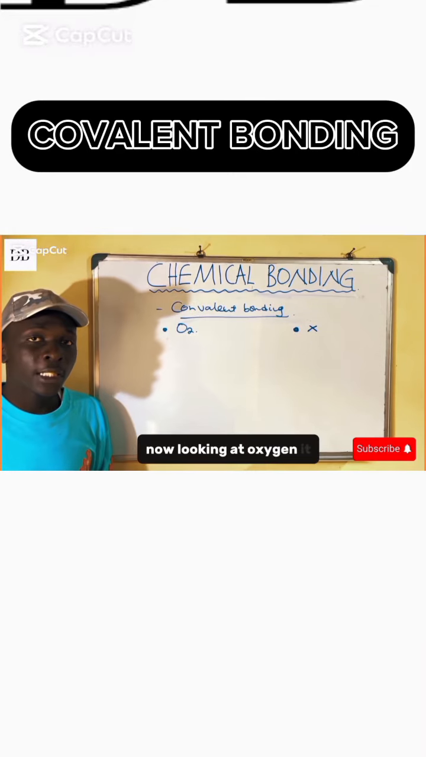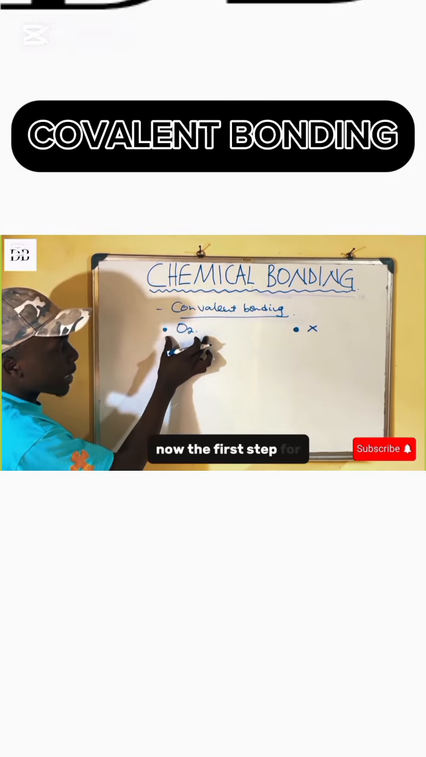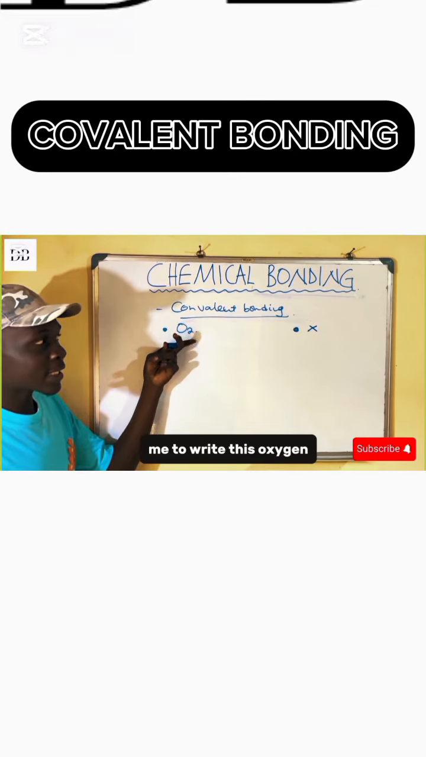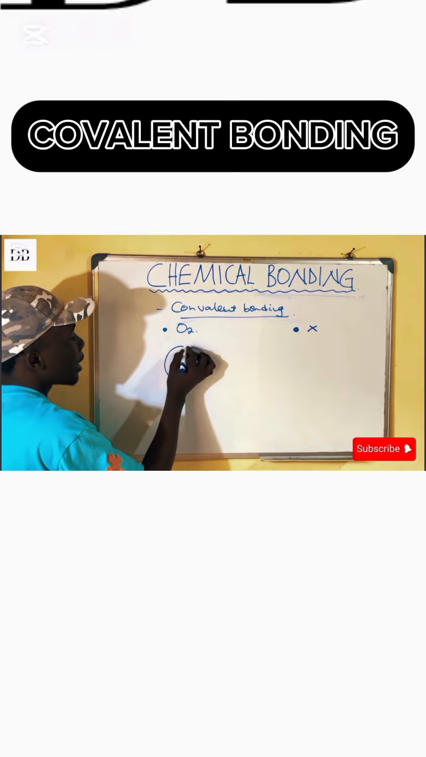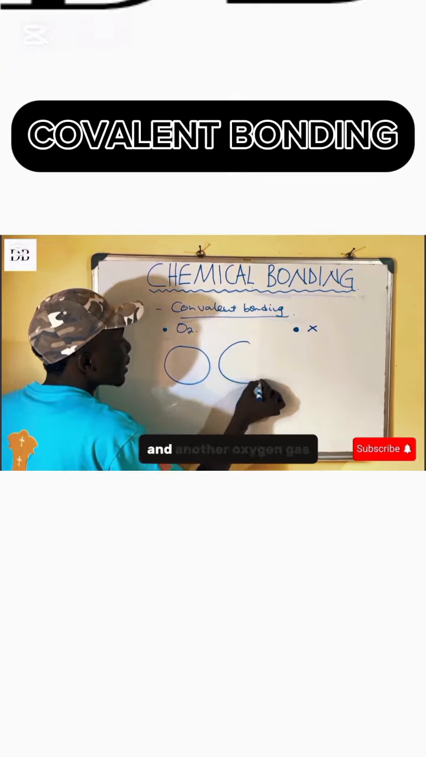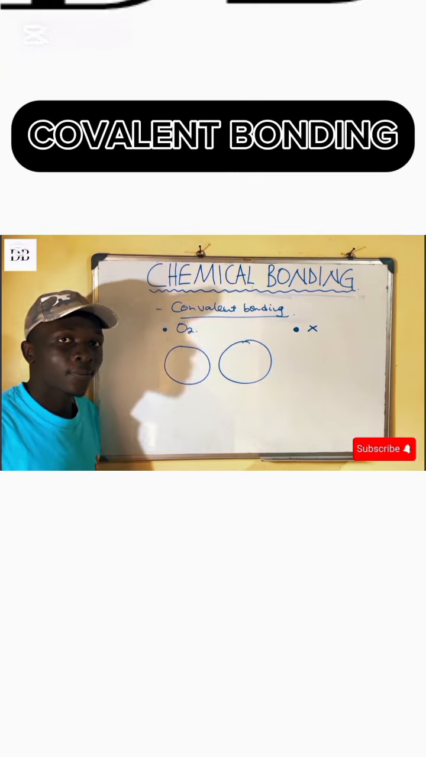Looking at oxygen, it is uniform. Now the first step for me to write this oxygen gas in covalent bond is to write them separately. I'll write my oxygen gas and another oxygen gas.